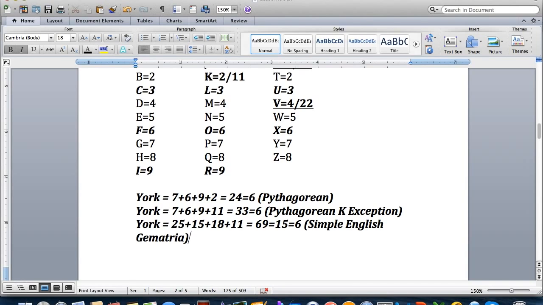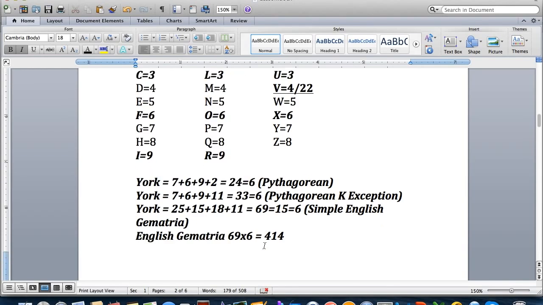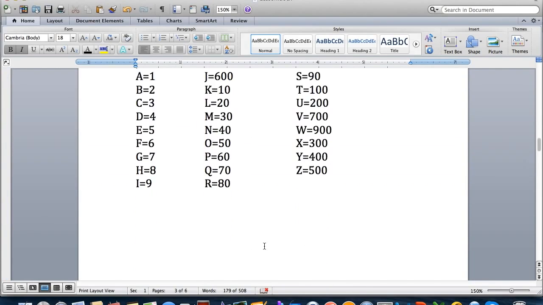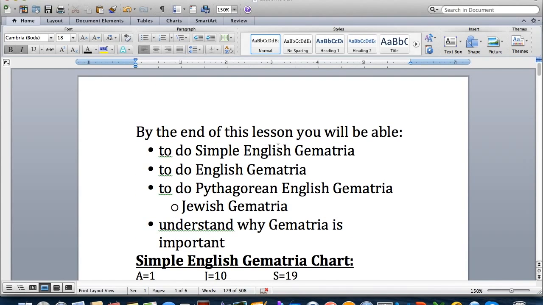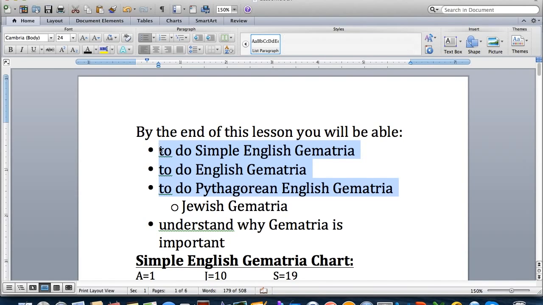And if we wanted to do English gematria, it would be 69 times 6, which is 360 plus 54, 414. So in English gematria, the word York is 414. In English gematria, it does not have to reduce to the same single digit. It should not, unless you're multiplying times 9. But those are the methods right there. So we should have it for simple English gematria and Pythagorean English gematria. We know how to do those methods now.